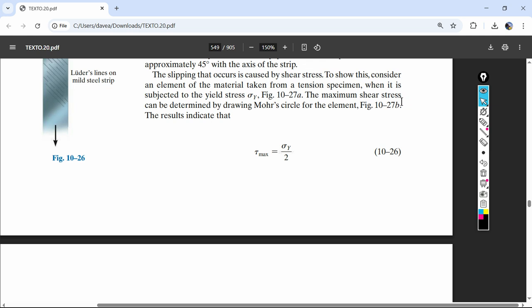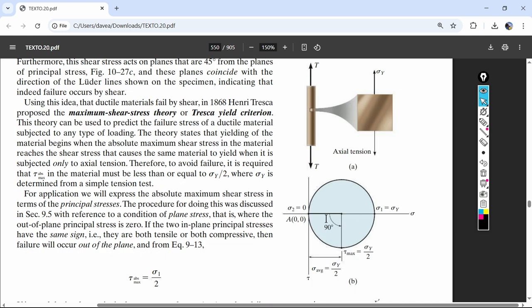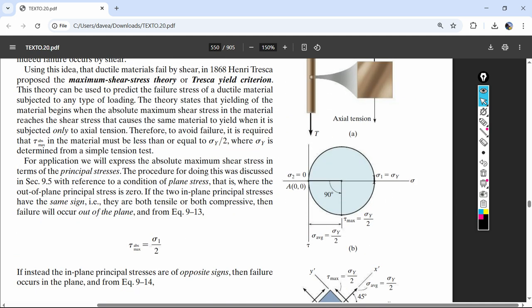What we're going to see is the maximum shear stress can be determined by drawing the Mohr circle for the element, by drawing the principal stresses first, there and there. If we know our principal stresses, we know the radius, because the difference between the principal stresses is the diameter. So the radius of the Mohr circle is half that diameter, which is the difference of the principal stresses divided by 2.